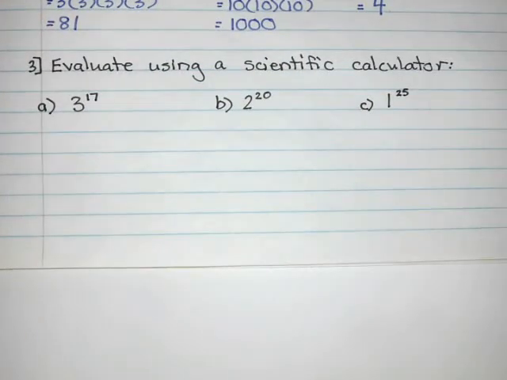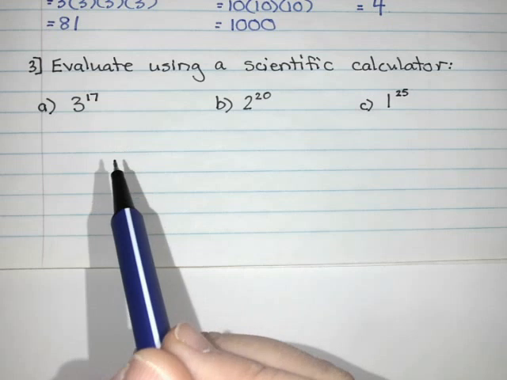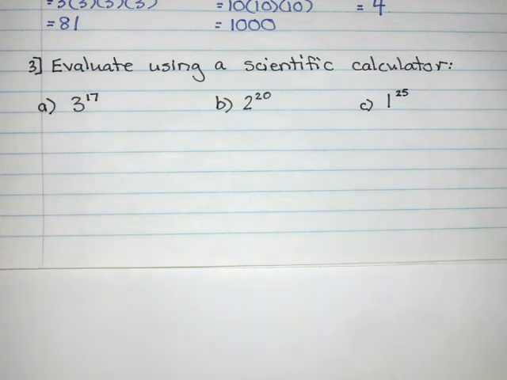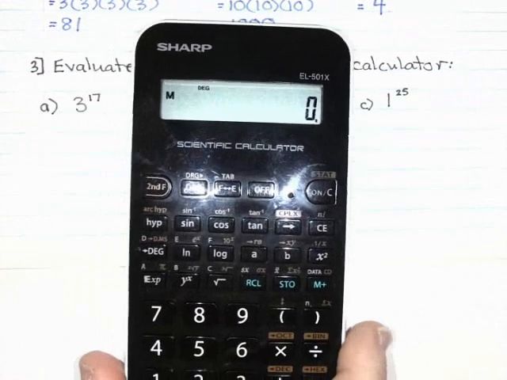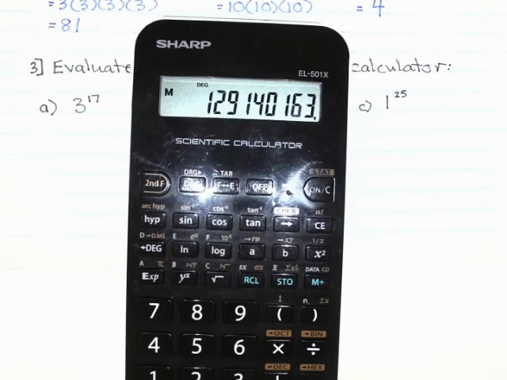So 3 to the power of 17, I would not want to have to work that out myself, because that means I have to multiply 3 by itself 17 times. And if I had to, on my calculator, do 3 times 3 times 3 times 3 17 times, I would lose count. So I'm just going to try using my calculator. I'm going to do 3, and then my y to the x button, and then 17 equals. And I get a very large number there.